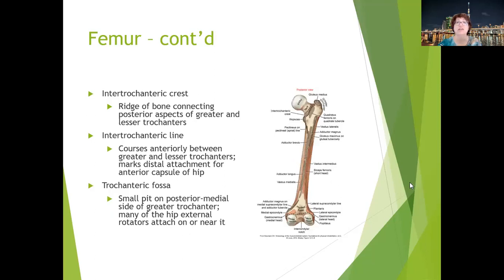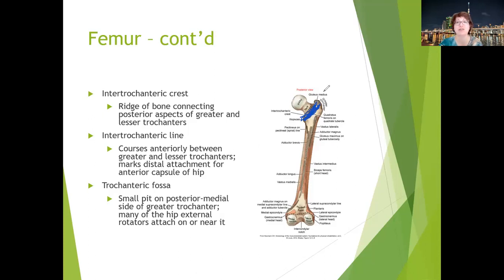The intertrochanteric crest, that is the ridge of bone that connects the posterior aspect of the greater and lesser trochanters. So on the posterior side of the bone, we have this big bony ridge, and that is the intertrochanteric crest. Anytime you hear a crest, that is a big bony ridge, like the iliac crest, the intertrochanteric crest. It's a big bony ridge that attaches two structures, basically.